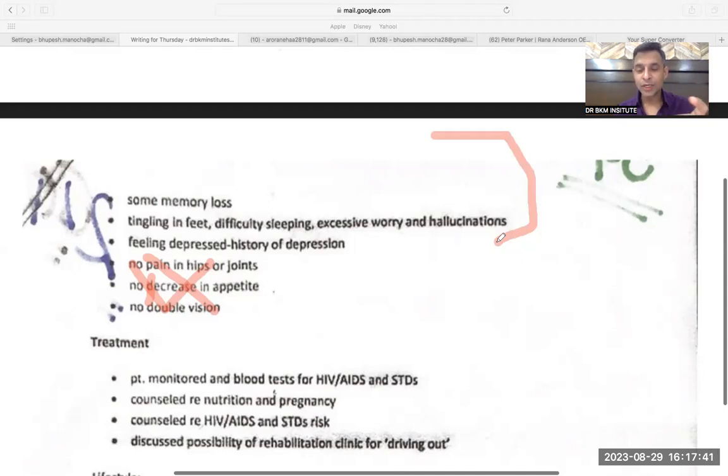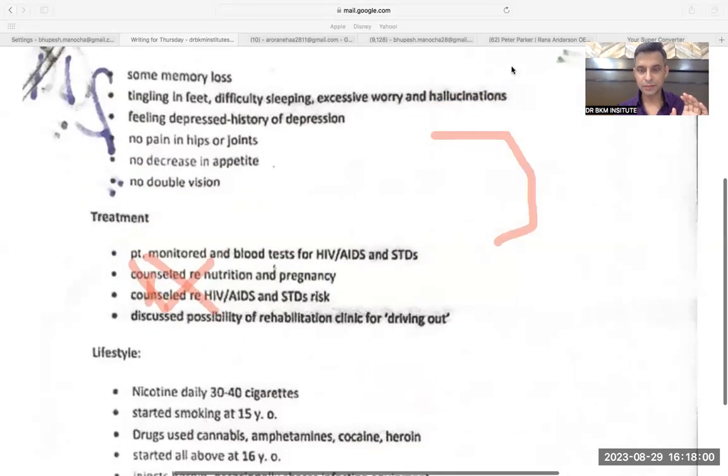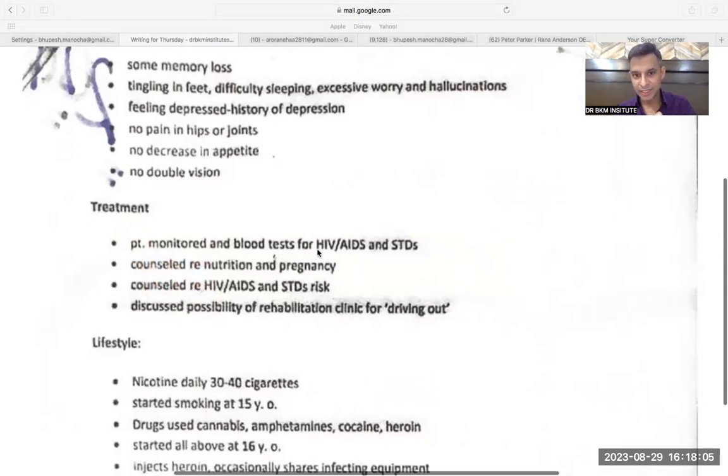I need to tell the community health nurse that this patient was admitted on 6th of January, a day after she got to know about her pregnancy. Then there were other problems like hallucination and history of depression. So what treatment did we give in these 2 days? We monitored the patient and we had blood tests done for HIV, AIDS, and sexually transmitted diseases. When the patient was admitted for 2 days, we got all these tests done. We monitored the patient. We gave her counseling regarding nutrition and pregnancy.